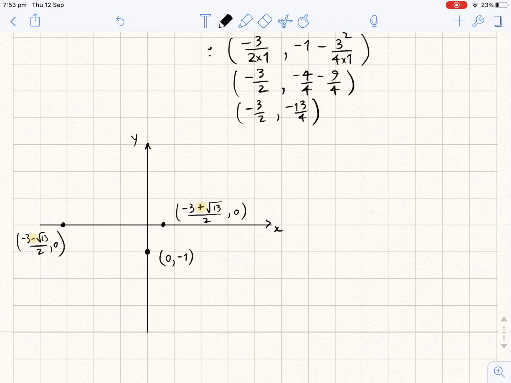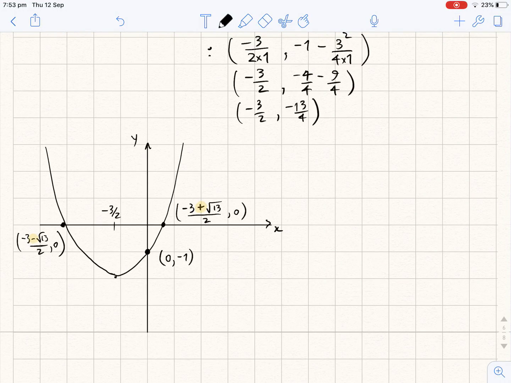And my turning point was at -3/2 and -13/4. And I'm actually going to just put roughly, there's halfway. I'll call that -3 on 2. And to try and make a symmetrical graph, I might have a couple of goes at doing this.